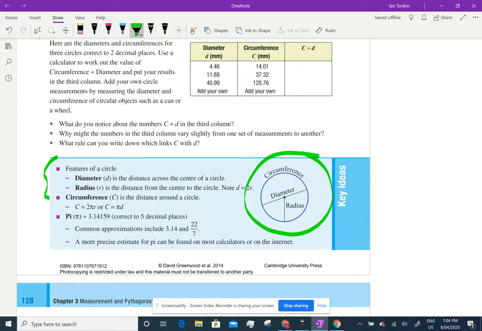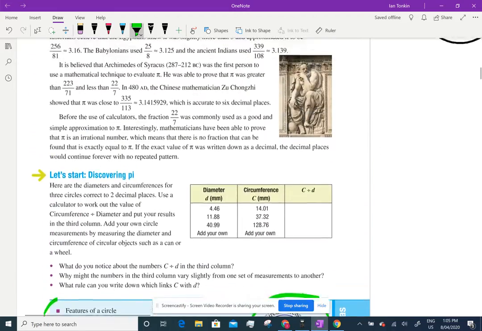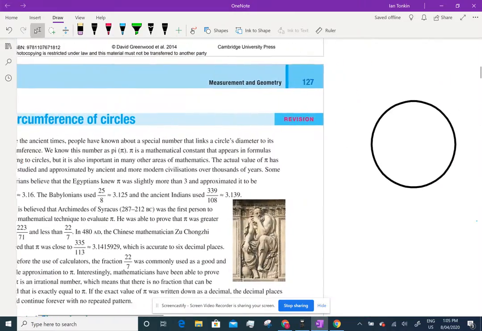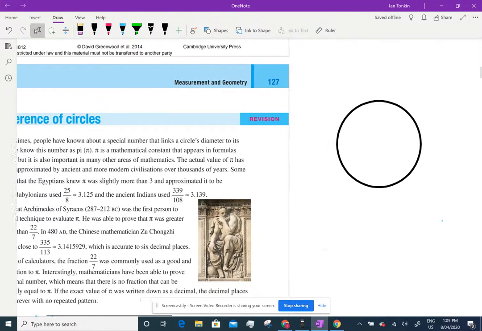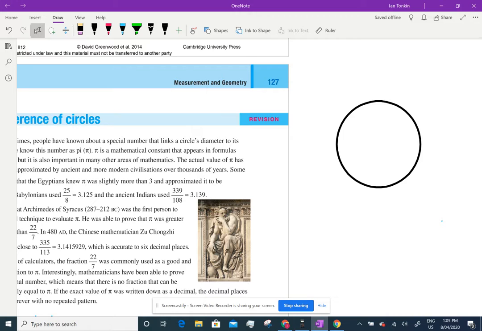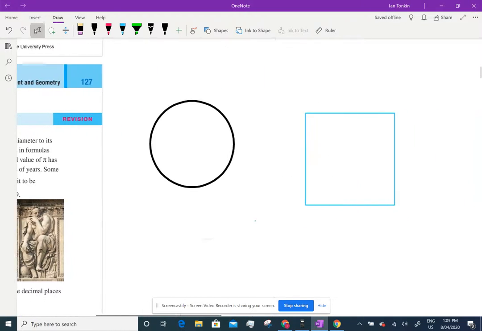Okay, so hopefully you've done that. We come back here, and the circumference of a circle is just a word we use to describe the distance around the outside. So the distance around the outside of a circle we're going to refer to as the circumference. Now, this is hard to measure because a circle has no straight sides. So how do we come at finding the circumference of this circle? Well, I'm going to take you on a little journey.